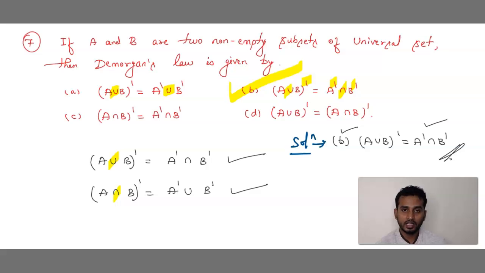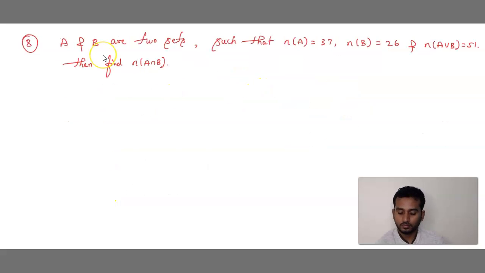exam. Let me solve one more problem. Next question. A and B are two sets such that n of A is equal to 37, n of B is equal to 26 and n of A union B is equal to 51. Then find n of A intersection B. Here n of means number of elements we have to take.